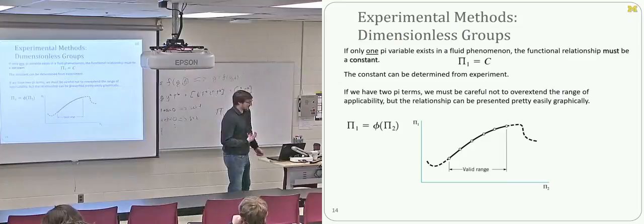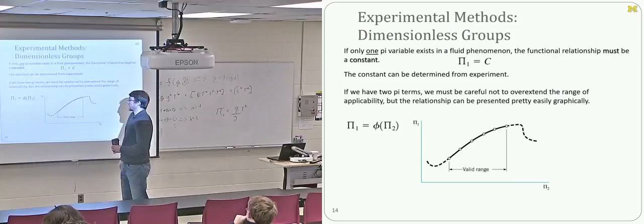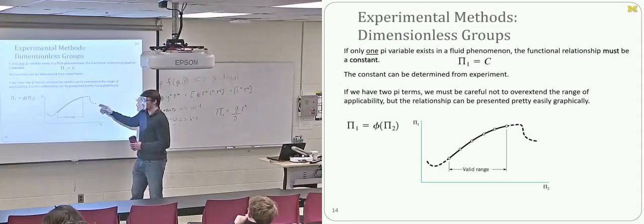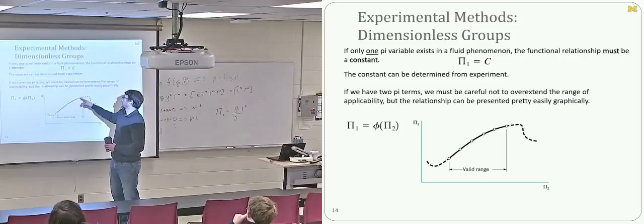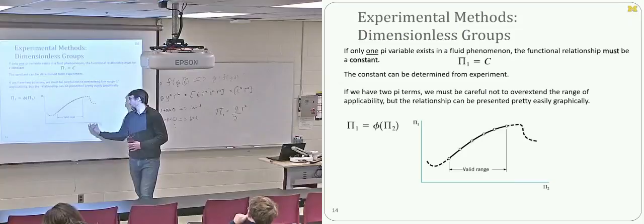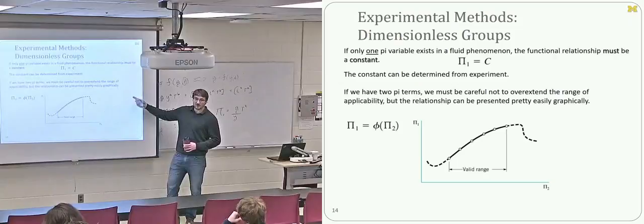If we have two pi terms, this means that we have some relationship that can be expressed as a plot in 2D space. We have our first pi term, our second pi term, and we just perform experiments. The important thing here is that we need to make sure that we perform experiments over a large enough range that whatever our range of interest for the problem is inside of that. For example, you don't want to only perform experiments over Reynolds numbers in this range and then just assume that whatever curve you fit through that is valid out here. That would get you into trouble.